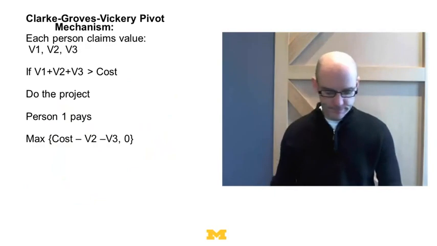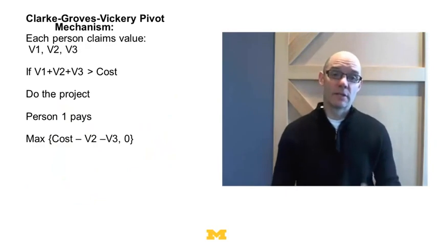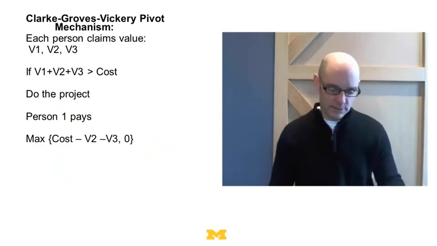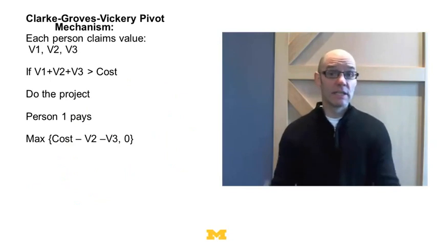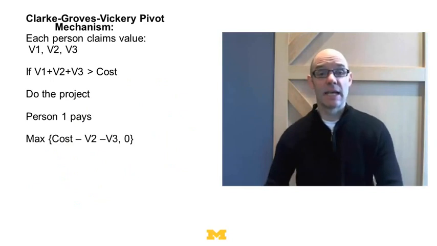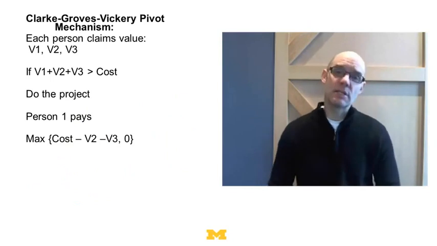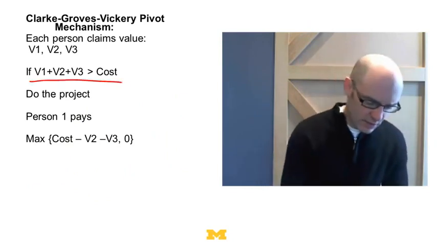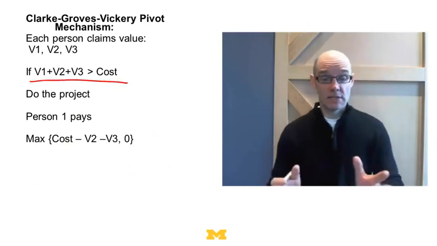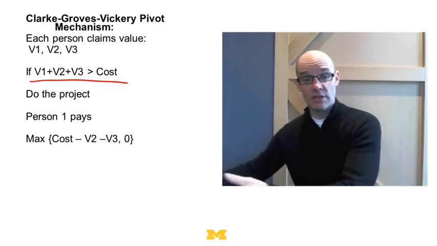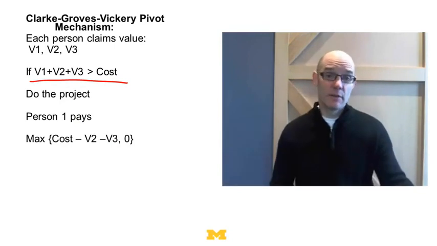So here's formally how the Clark-Groves-Vickrey mechanism works. Each person claims a value. Now their real value is hidden information, but they're going to claim a value. And the whole idea behind mechanism design is to get them to claim their true value. So each person claims a value, and if the sum of those values is bigger than the cost, so if everybody's claiming values that add up to more than the cost, since we're going to share this coffee machine, then we go ahead and do the project. We buy the coffee machine.